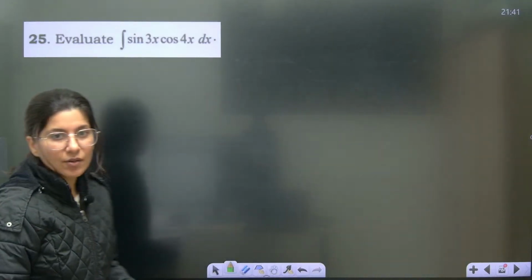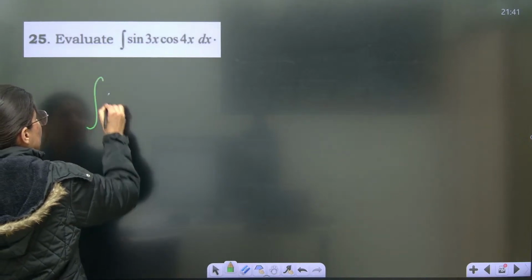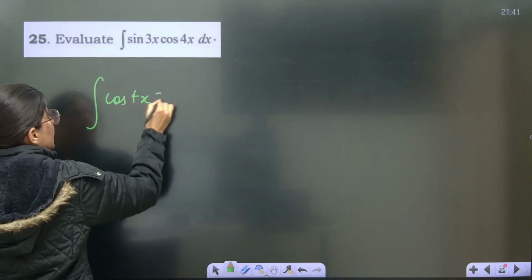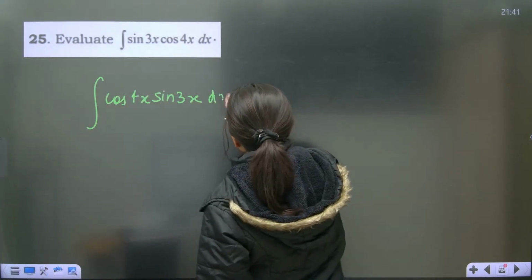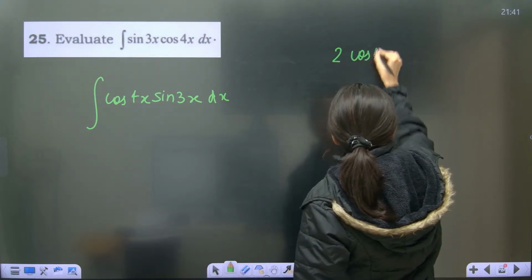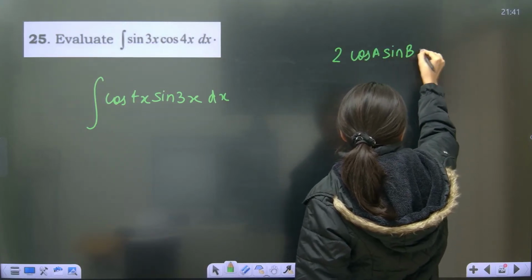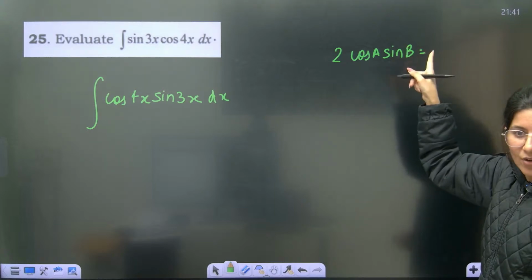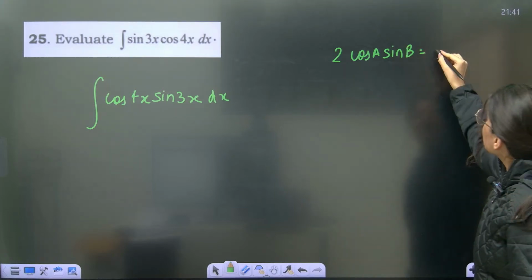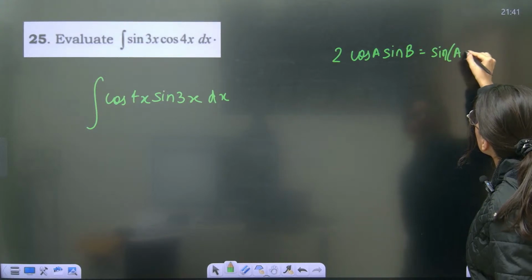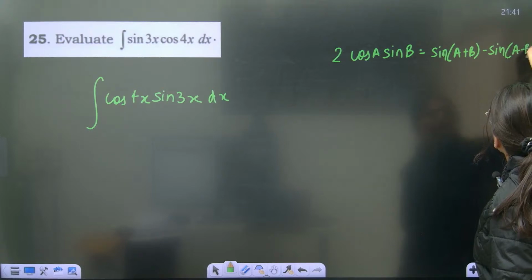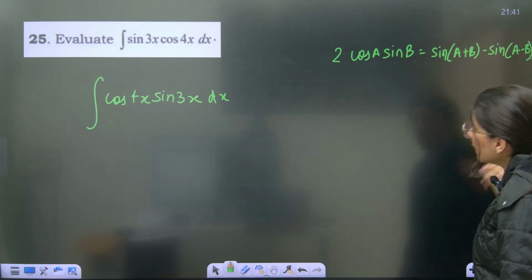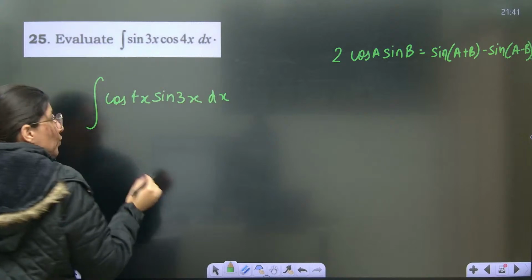Then we are having this question, sine 3x cos 4x. Or you can just simply write cos 4x sine 3x. This reminds me of a formula, guys, which is 2 cos A sine B. Anybody who will tell me this formula, who will help me with this formula? This is, guys, sine A plus B minus sine A minus B.